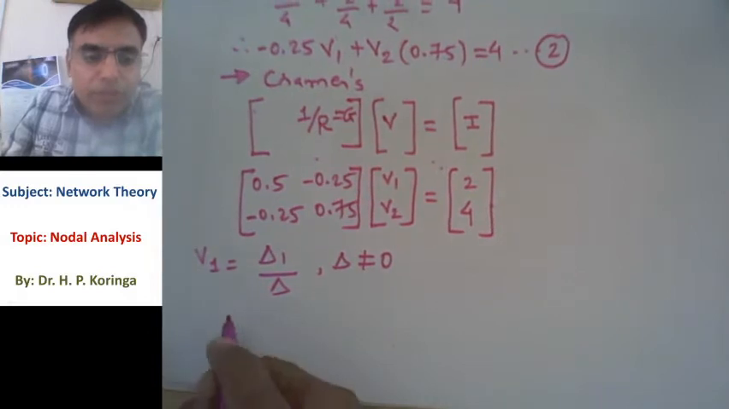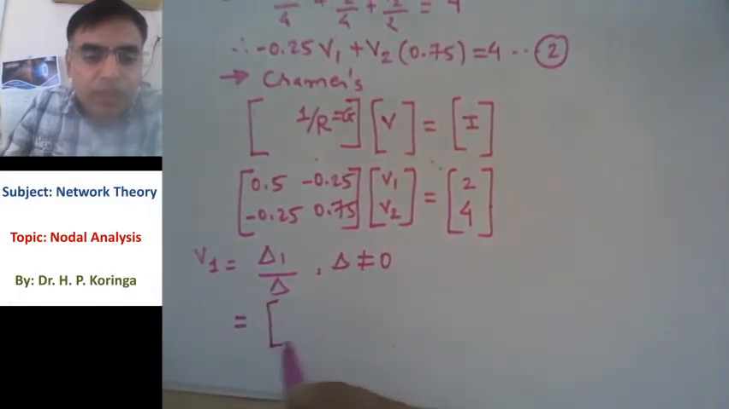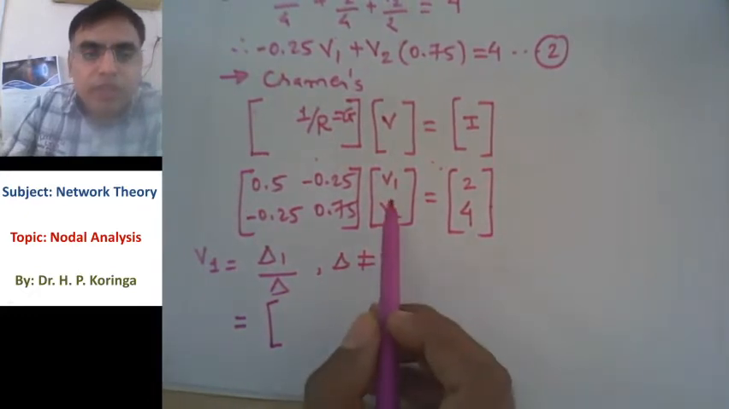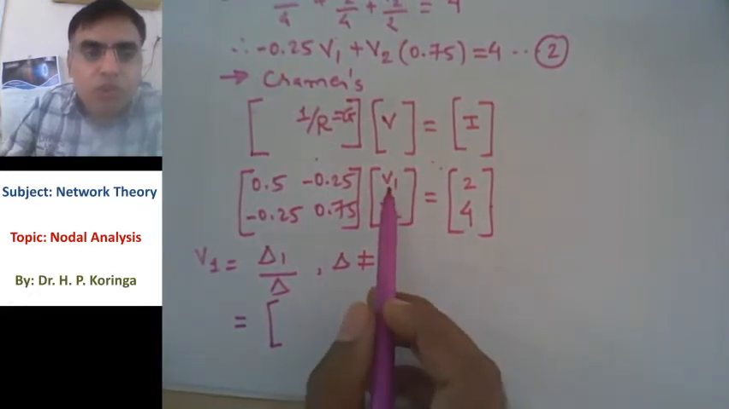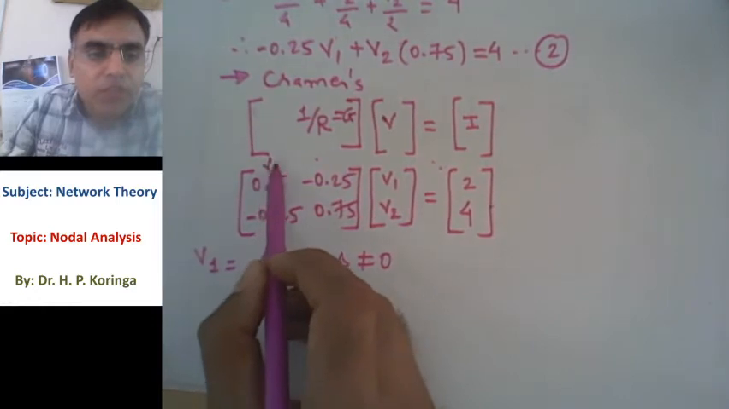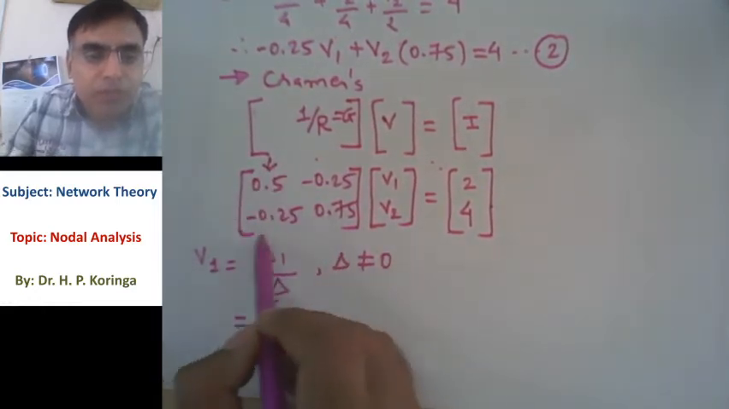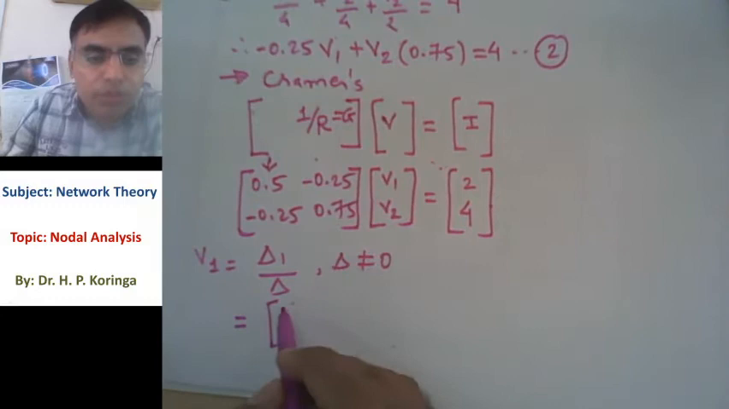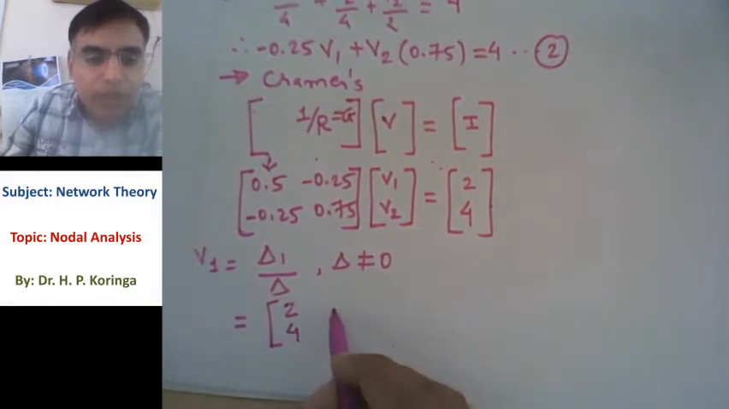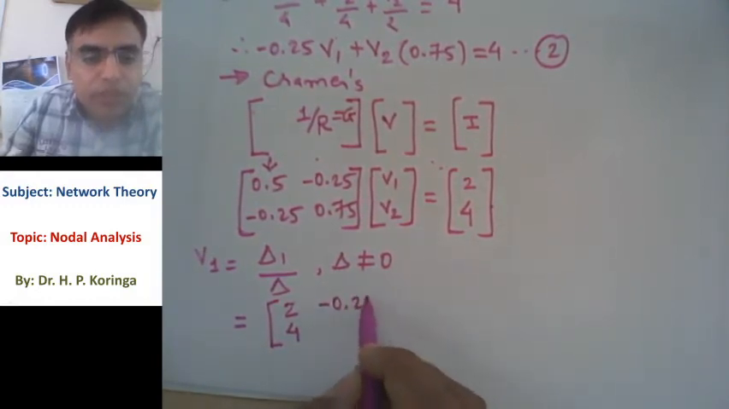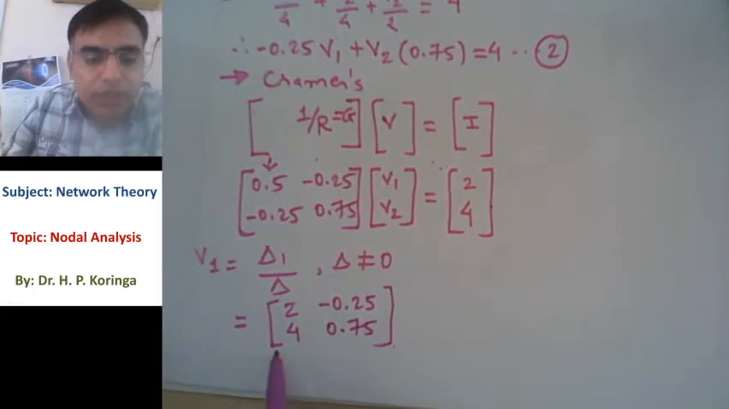So let me prepare the delta and delta 1. And how to prepare the delta 1? Delta 1, we have to replace the coefficient of V1. The coefficient of V1 we have written in the first column, so we'll replace this first column with the constants 2 and 4, and the second column is as it is. It is called delta 1 divided by delta. So delta is the determinant of this constant matrix.